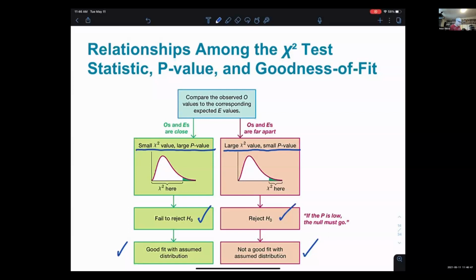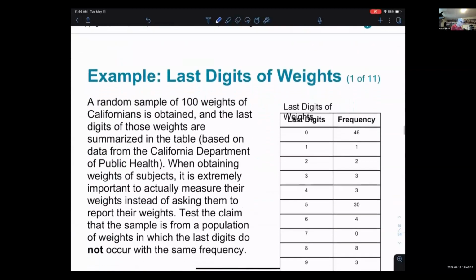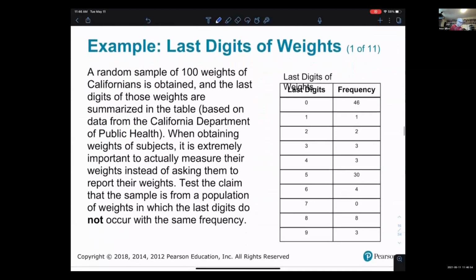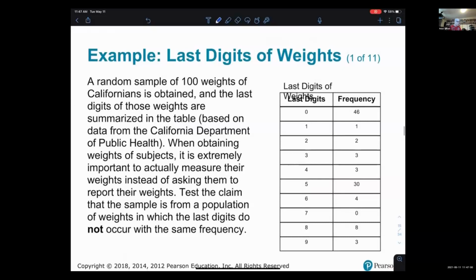So this little slide may help to think about the logical pathways that we're going down. So let's take a look at this example here. There are 11 slides for this. Now they're actually going to go through the idea of the test, and we'll skip slides where they're just showing us a bunch of formula use and see if we can save some time to hop over and do a homework problem after this introduction.